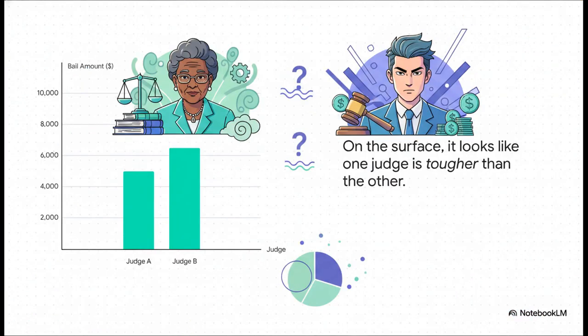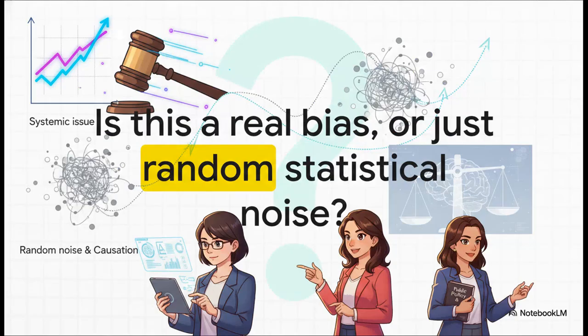Let's look at another really common situation. Say we pull the data and we see that Judge A sets an average bail of $5,000, but Judge B's average is $6,500. On the surface, it looks like one judge is just way tougher than the other. But is that difference actually real? This is the exact question that something called hypothesis testing is built to answer.